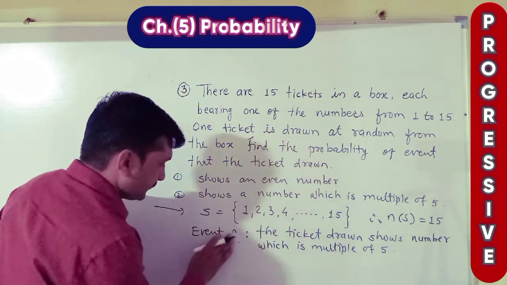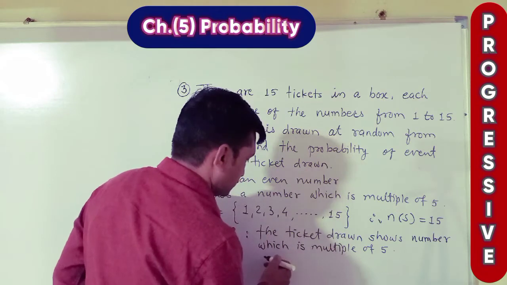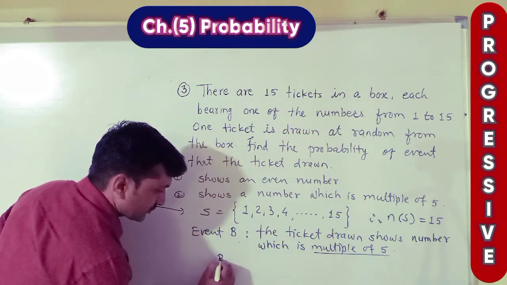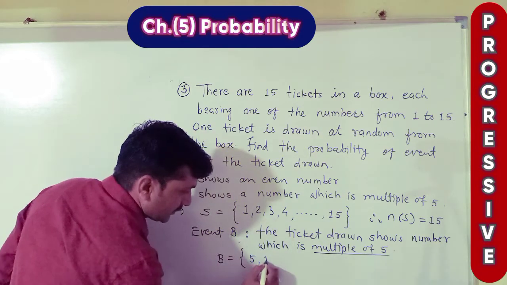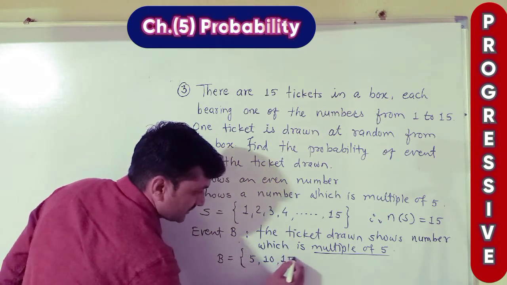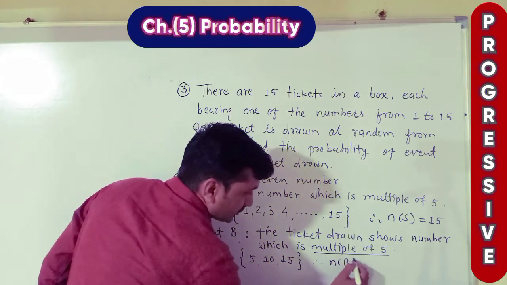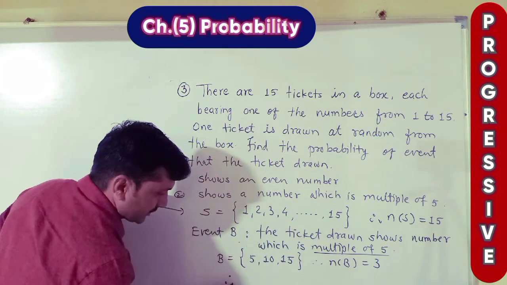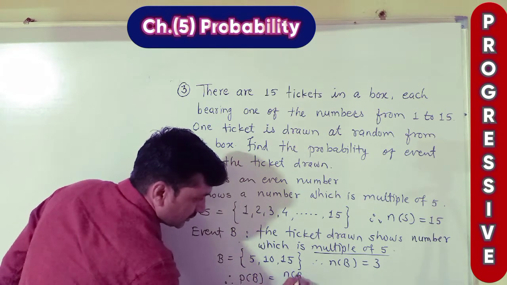Now the second event B is the ticket drawn shows a number which is a multiple of 5. Therefore here B is equal to, now multiple of 5: 5, 10, 15. Only these are multiples of 5. Therefore number of B is equal to 3 only, 1, 2, 3. We want probability. Therefore probability of B is equal to n(B) upon n(S).